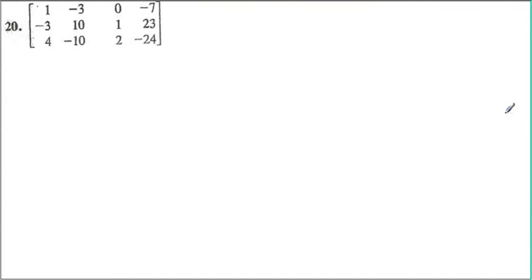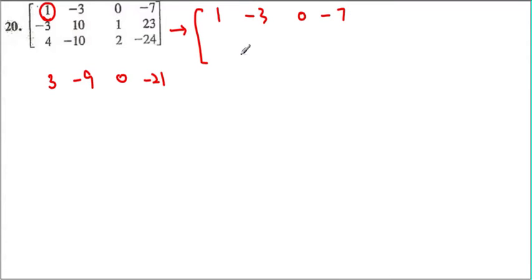Alright, let's look at number 20. Here once again the 1 is fixed, so we're just going to keep the first row as it is. And then I'm going to multiply that by 3 and then add up to the second row. If I multiply that by 3, then I'll be getting 3, -9, 0, and -21. 1, -3, 0, -7 here.